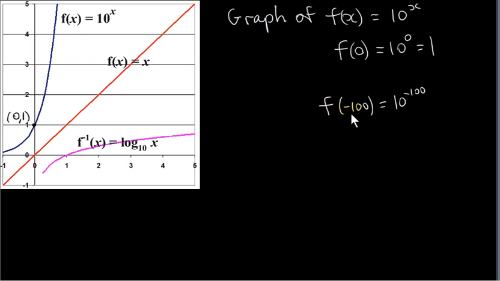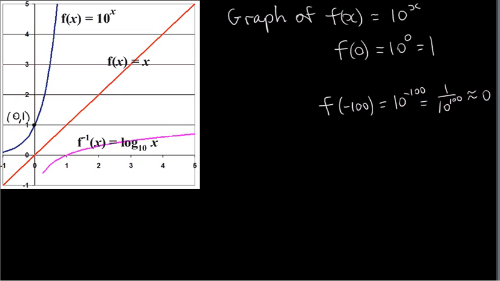Let's evaluate f at a very large negative value of x, say at x equals minus 100. So f of minus 100 is 10 to the power of minus 100, which is 1 over 10 to the power of plus 100. Now that's a 1 over a 1 with 100 zeros. So it's an extremely small number. It's practically 0, but not quite 0.